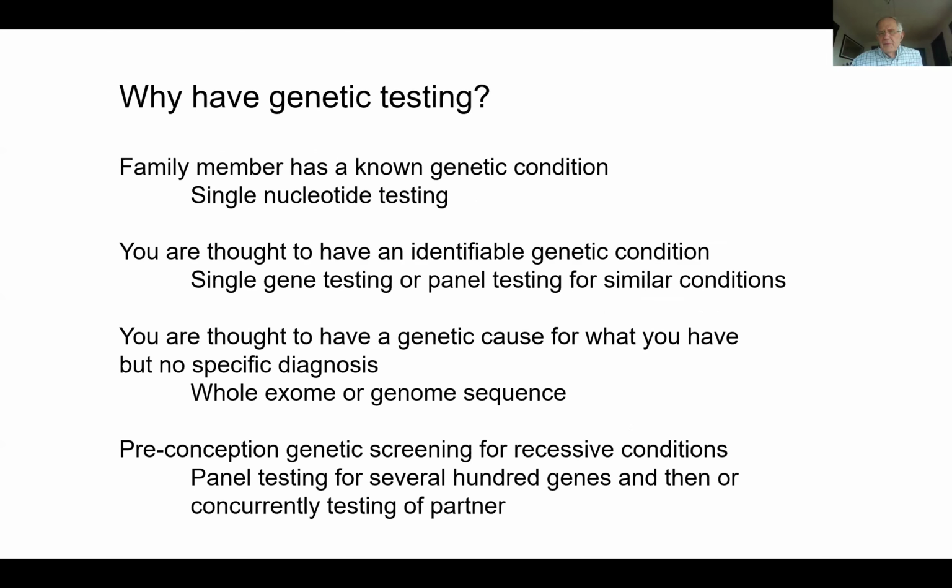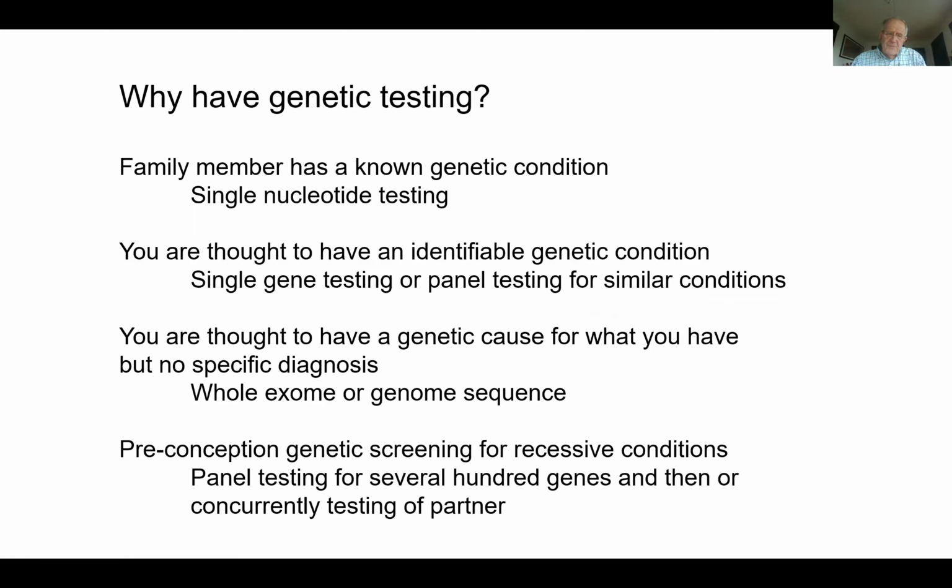So you can see how getting all the information gives you much more sense of what's going on. So why do people have genetic testing, and what's the consequence? Sometimes a family member has a known genetic condition, and you can test, usually with single nucleotide testing, although that's not usually done. You're thought to have an identifiable genetic condition, say an aortic disease. So single gene testing or panel testing using genes that encode similar conditions can be used. You're thought to have a genetic cause for what you have, but no specific diagnosis. And in that case, a whole exome or genome sequence. So the exome is all of the coding region of the genome, and the genome sequence is everything else as well.